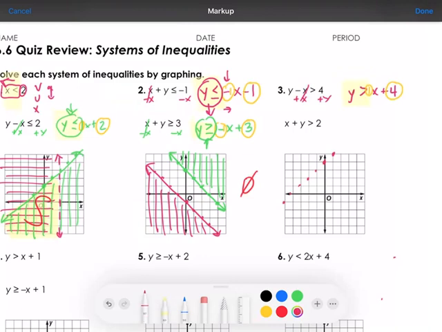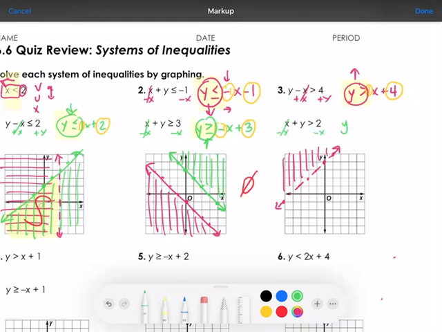Because my inequality is greater than without an equal to, it's going to be a dashed line. And since y is greater, I'm going to shade up. Like I said, I think it is really helpful to draw those arrows before you start shading, just to know which direction you're going. So now I'm going to look at the second equation.